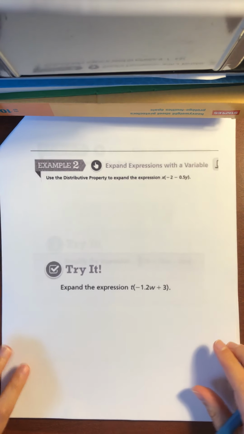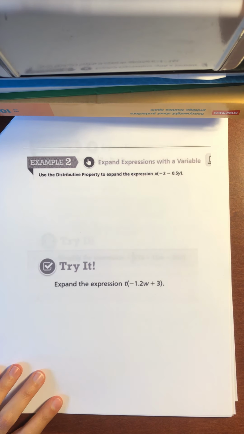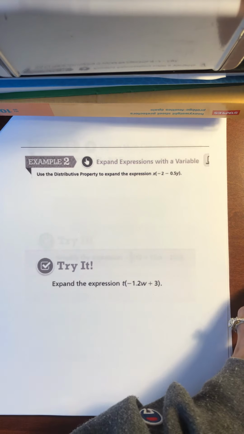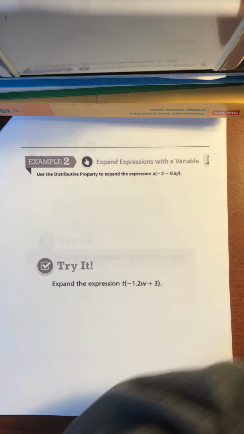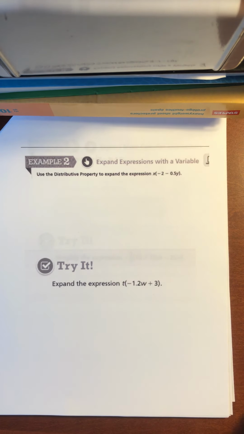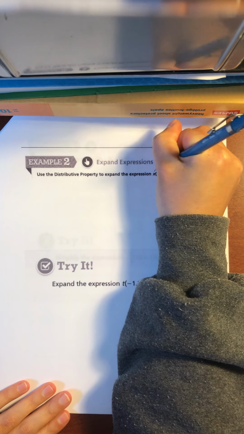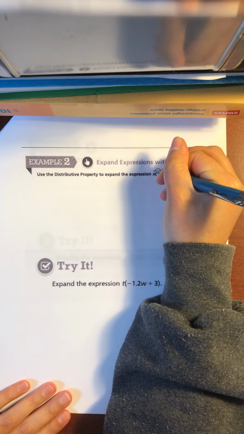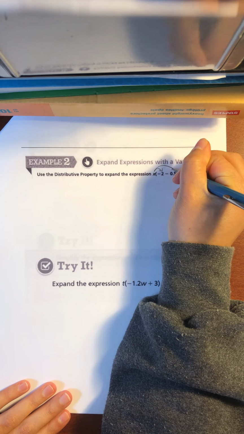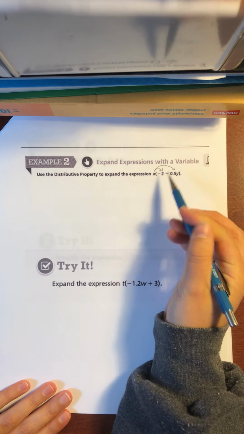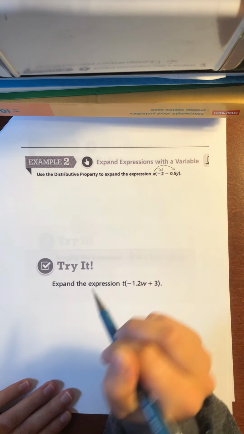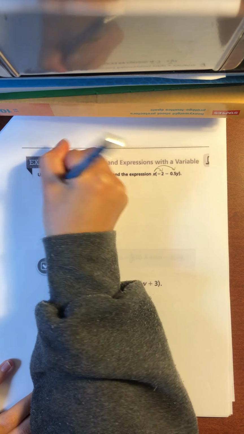Example 2. Okay. Now we have to expand expressions with a variable in the front. So what we're going to do is we're going to take this expression, we're going to draw our arrows, so we need to distribute the x to the negative 2, and we need to distribute the x to the negative 0.5y. So x times negative 2 is negative 2x.